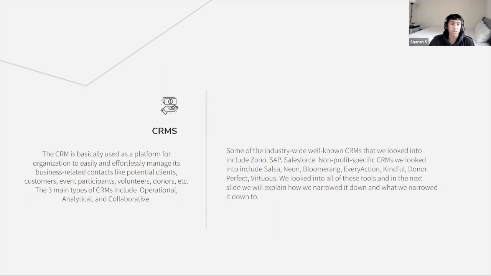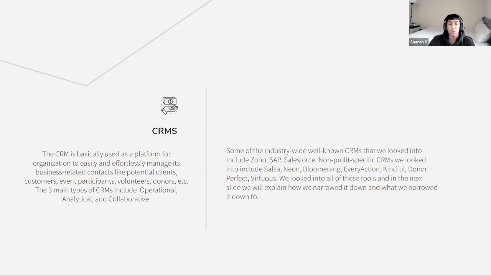We researched the available tools industry wide, as well as the ones that were geared specifically towards nonprofits like us. Some of the industry wide, well known CRMs that we looked into include Zoho, SAP, and Salesforce CRM. Nonprofit specific CRMs we looked into include Salsa, Neon, Bloomerang, Every Action, Kindful, Donor Perfect, and Virtuous.